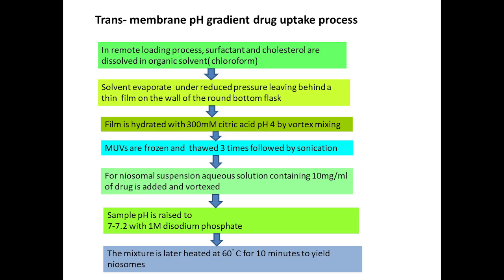So first surfactant and cholesterol are dissolved in chloroform, solvent evaporated, thin film is formed, and that film is hydrated with citric acid. Then aqueous solution containing drug is added, it is again vortexed, sample pH raised to 7.2, and the mixture is heated at 60 degrees Celsius for 10 minutes to yield niosomes.